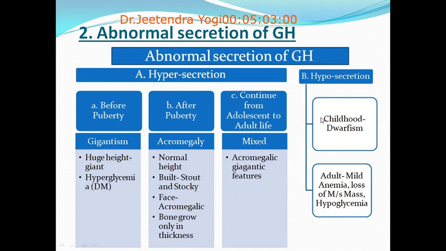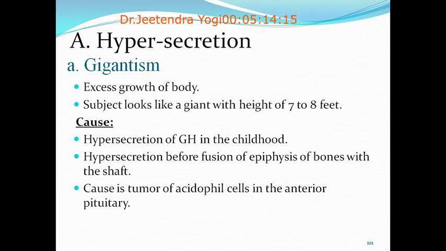And in hyposecretion, in childhood it develops dwarfism, and in adulthood it develops mild anemia, loss of muscle mass, and hypoglycemia. So let's see one by one in the subsequent slides.